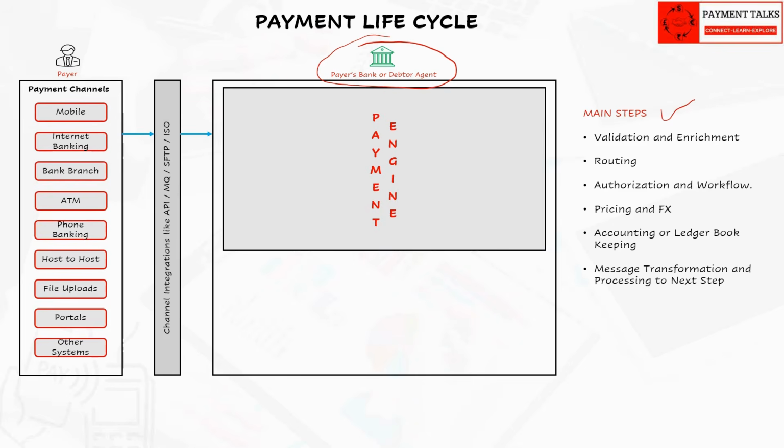Please keep in mind, each bank will have a definitive process flow where these steps are configured to be processed in a certain order. There are several steps, some very specific according to the bank's convenience, but mainly they can be categorized as shown: validation and enrichment, routing, authorization and workflow, pricing and FX, accounting, which is a crucial step, and then message transformation into output format and to the next step of the payment lifecycle. Let us now look at each step in detail to understand more about a bank's payment processing.